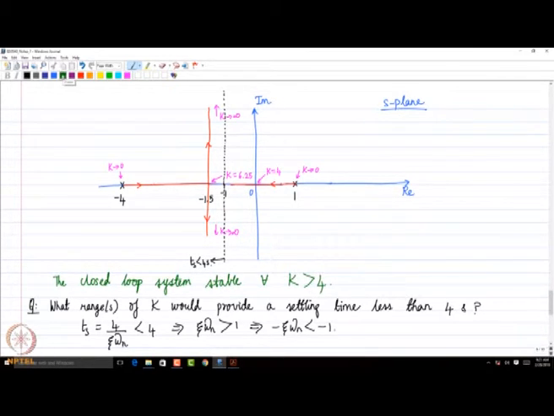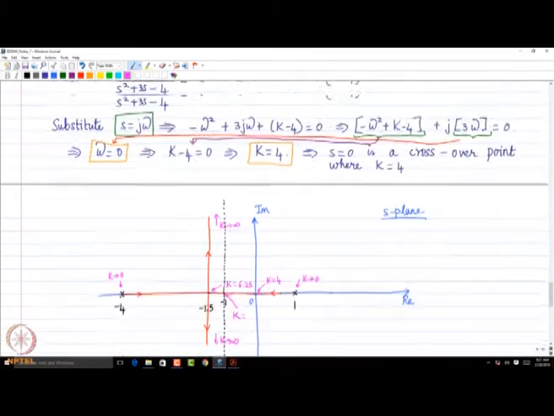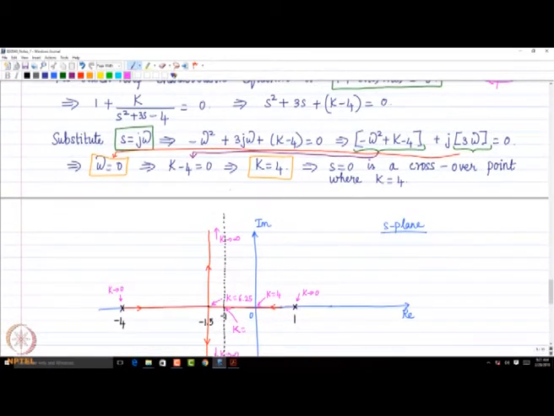Obviously, what I need to do? I need to find out what is the value of K at this point, right. How do I find what is the value of K at that point? I look at the closed loop characteristic equation, and substitute s equals minus 1. So, that's why we are doing all these steps, right. What is the closed loop characteristic equation? S squared plus 3s plus K minus 4 equals 0, right.